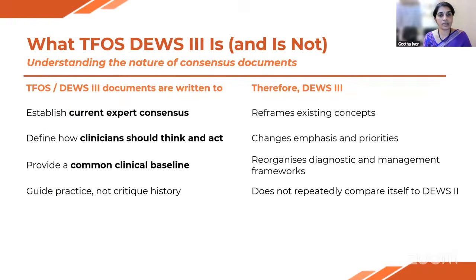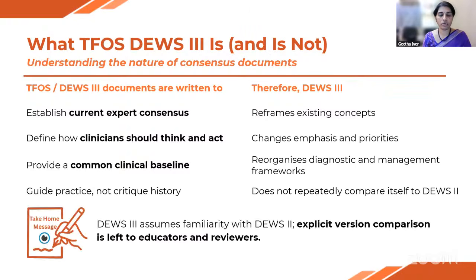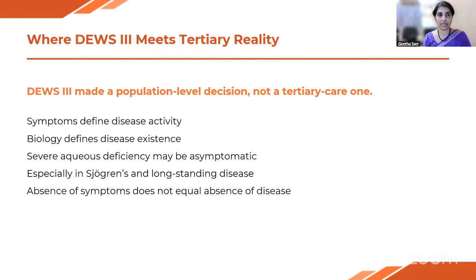As far as what DUCE-3 is and is not, I think DUCE-3 establishes the current expert consensus. It defines how clinicians should think and act, and it provides a common clinical baseline. It guides practice. It does not critique history. It does not repeatedly compare itself to DUCE-2, and it reframes existing concepts, changing emphasis and priorities. So it definitely assumes that we are familiar with DUCE-2, and explicit version comparison is left to educators and reviewers.